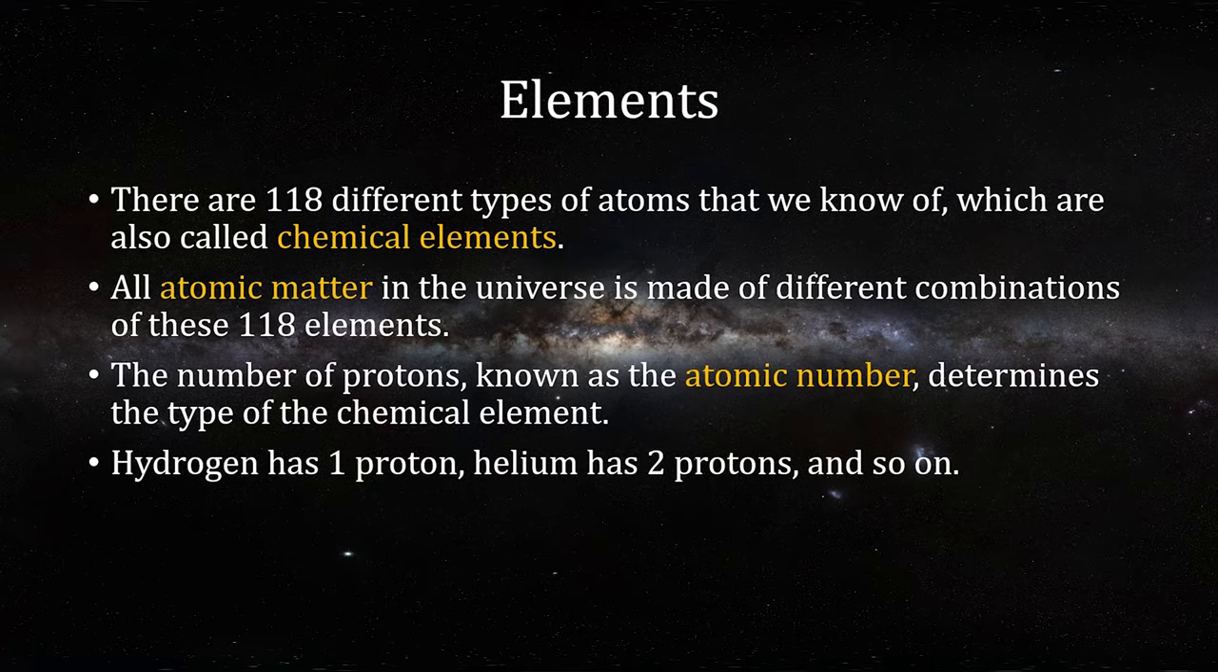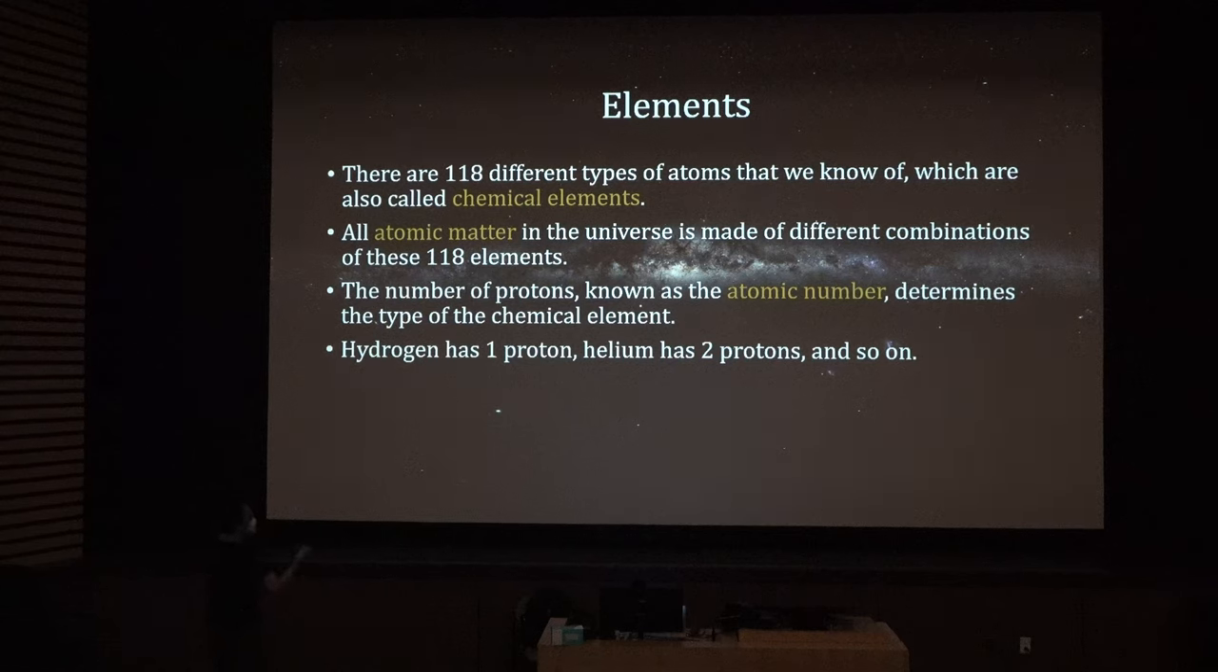So now there are 118 different types of atoms that we know of, which are also called chemical elements. Of course, I said that we know of. Maybe later we'll discover more, but this is what we know right now. So all atomic matter in the universe is made of different combinations of these 118 elements. And notice, as I said, atomic matter, there is also non-atomic matter. We'll talk about that later.